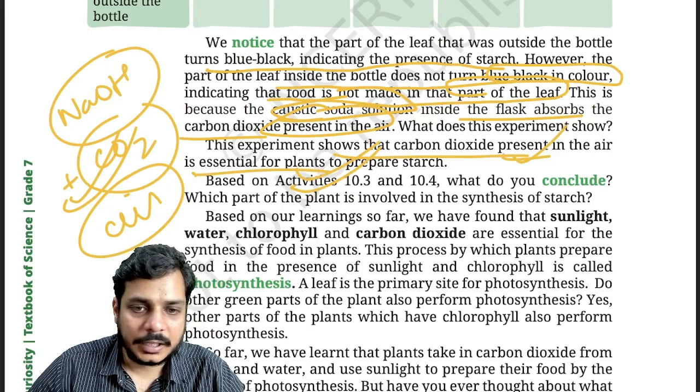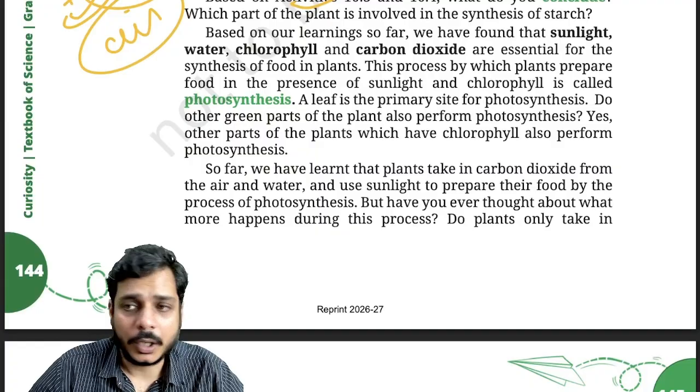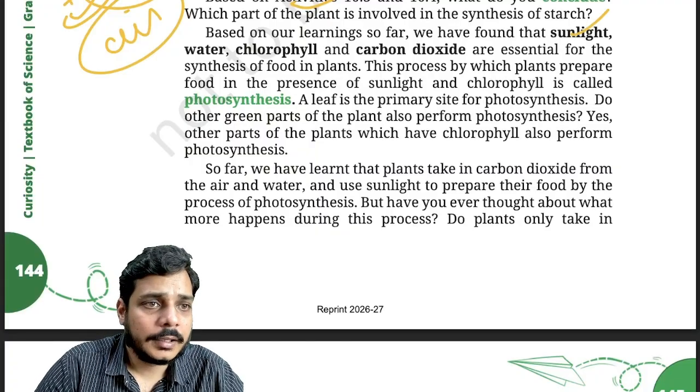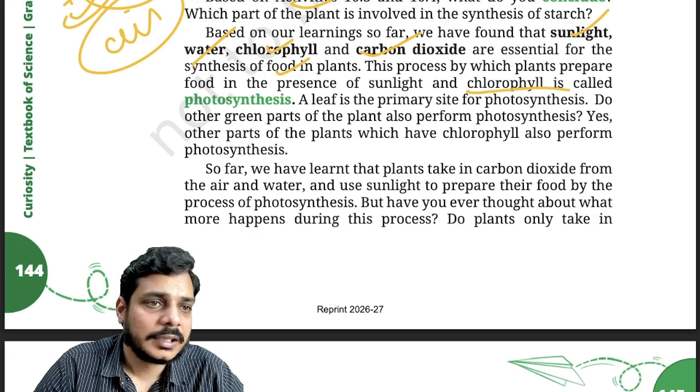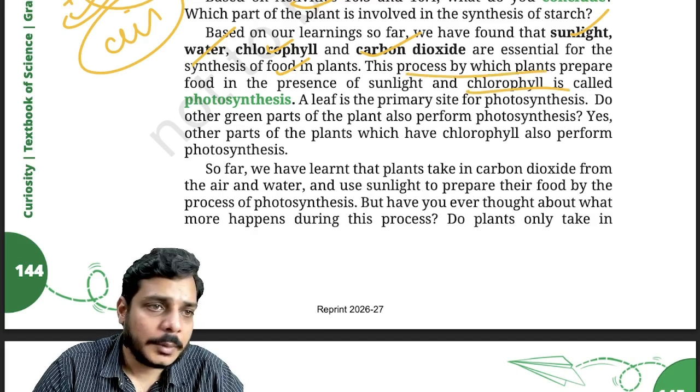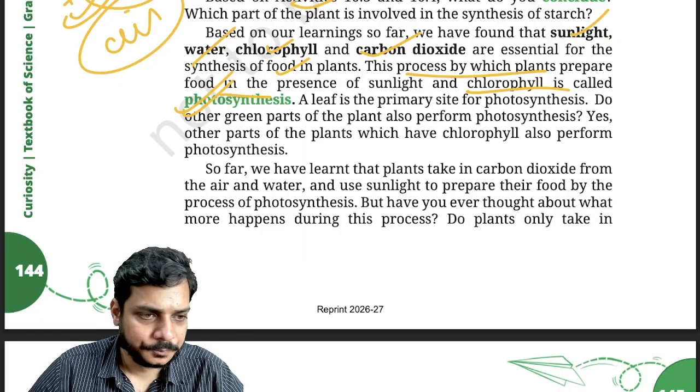Okay, so based on our learnings, what all things are important for the plants to grow? So we have found that sunlight, water, chlorophyll, carbon dioxide, all of these are essential for synthesis of food in plants, and this process by which plants prepare food in presence of sunlight and chlorophyll is called photosynthesis.